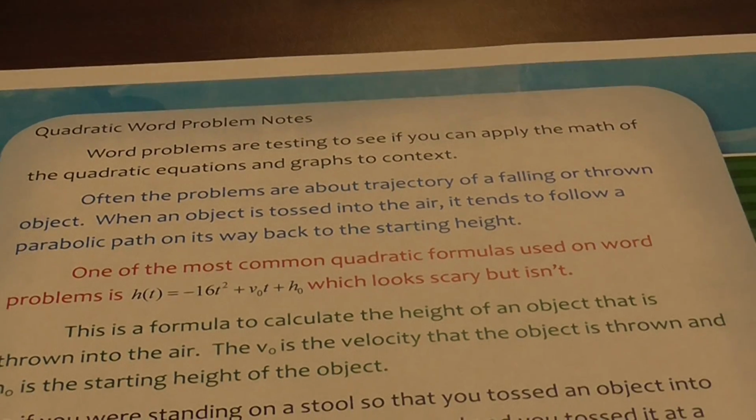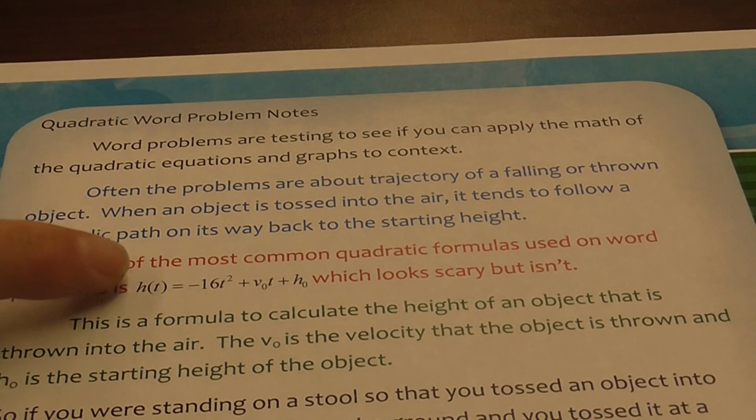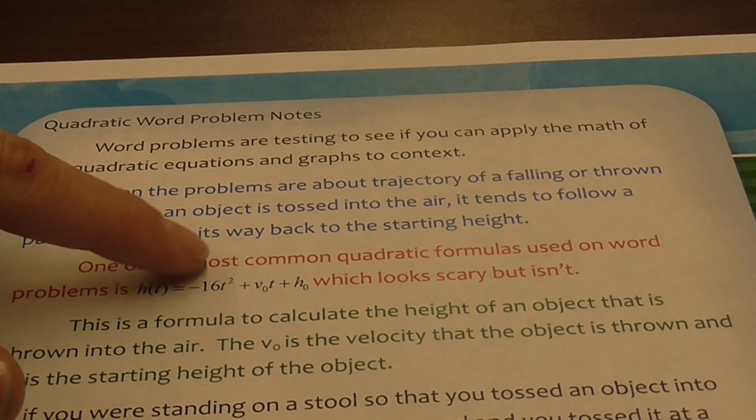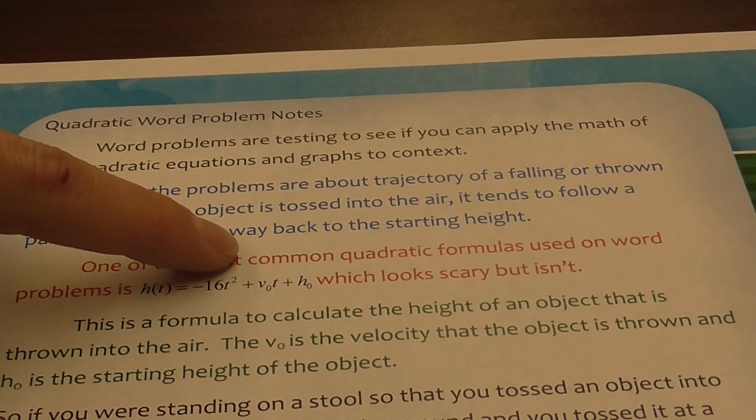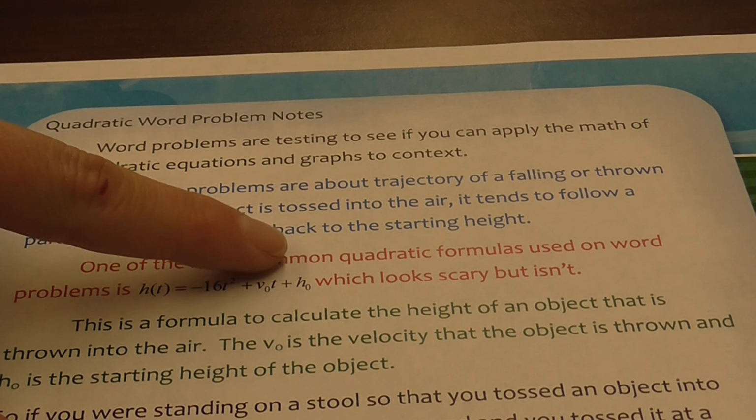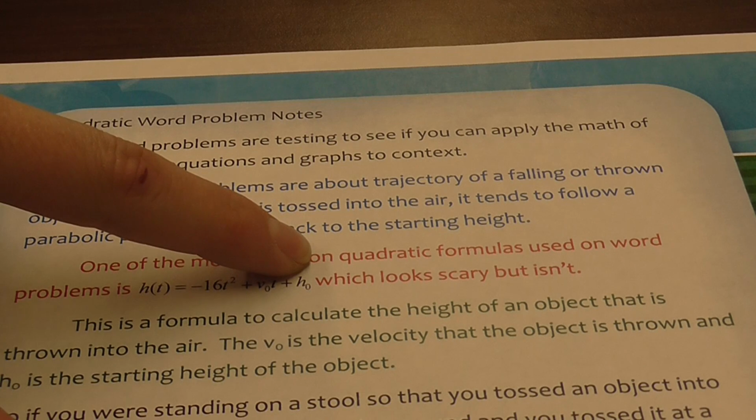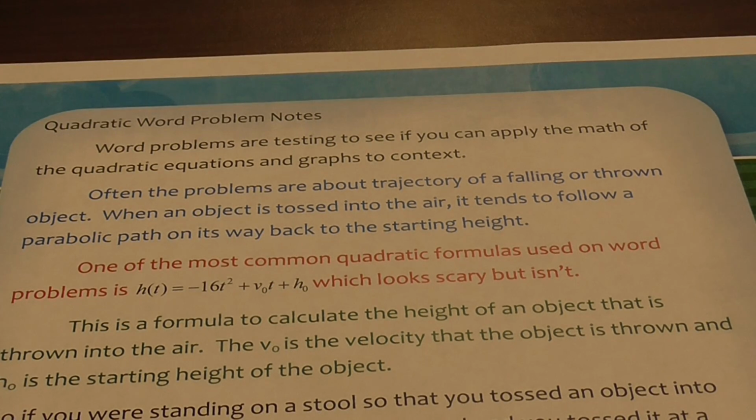The most common quadratic formula used in word problems is this one. The height at any given time is negative 16 times the time squared, plus the initial velocity times the time, plus the height at 0, or when it started. It looks really scary, but it's really not.